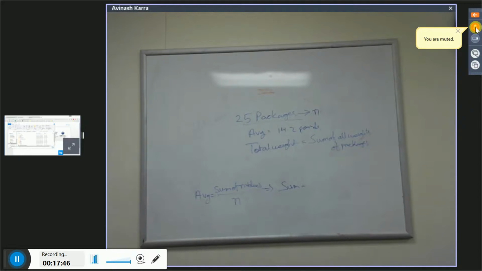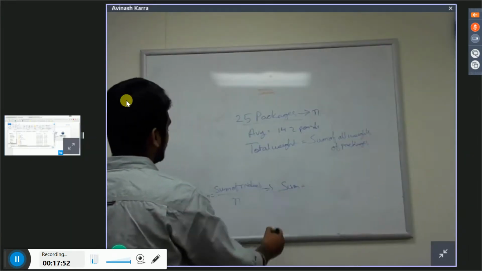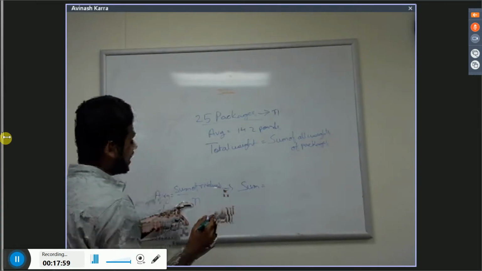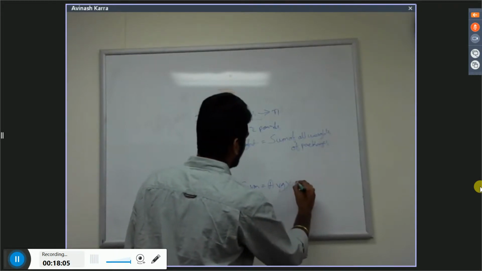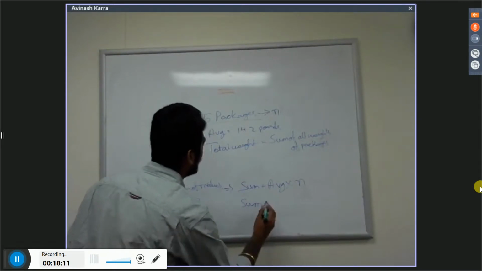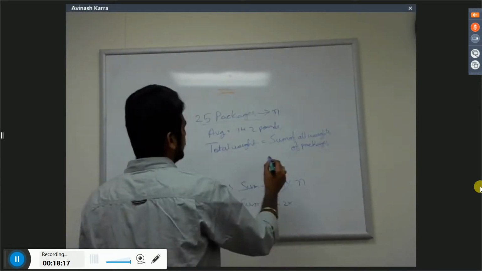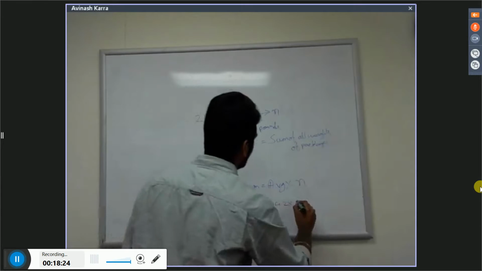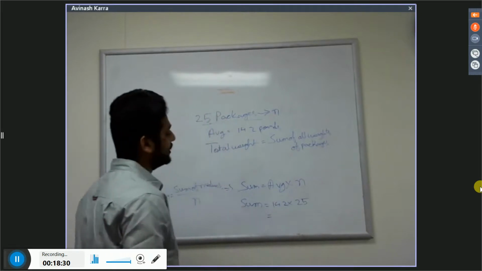Okay. So, where I stopped. Sum of n values, I'm just writing a sum, is equal to, when n goes to the LHS, here it's dividing on the RHS. When n goes to the LHS, it multiplies. So, average into n. So, sum is equal to, what is average? 14.2 into, and what is n? 25 packages, right? 25. So sum is equal to 14.2 into 25.